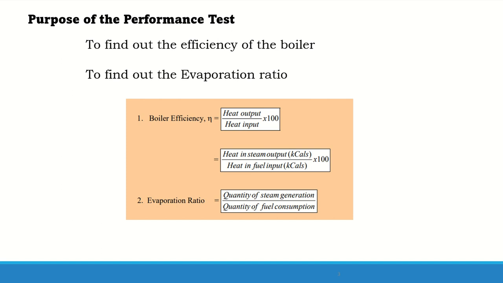Then the second parameter is the evaporation ratio, which means the amount of steam generated per kg or per ton of fuel consumption. These are the two main parameters used to assess the performance of the boiler.